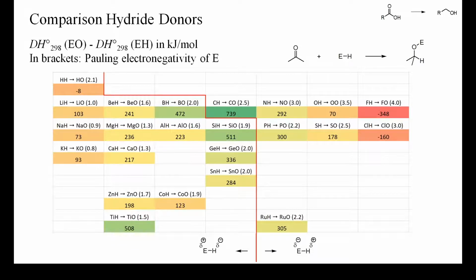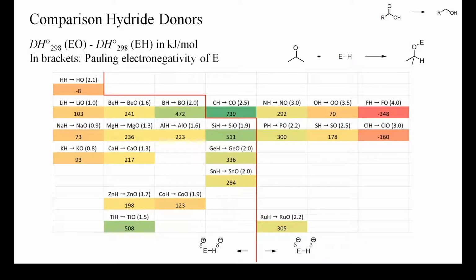This enthalpy should correlate with the exothermicity of the addition of hydride to a carbonyl group, as shown here, because in this reaction an element-hydrogen bond is cleaved and an element-oxygen bond is formed. The numbers in brackets are the electronegativity of the corresponding element.